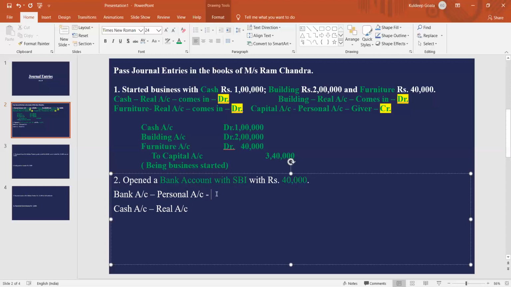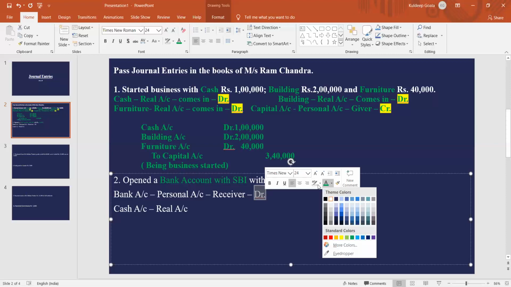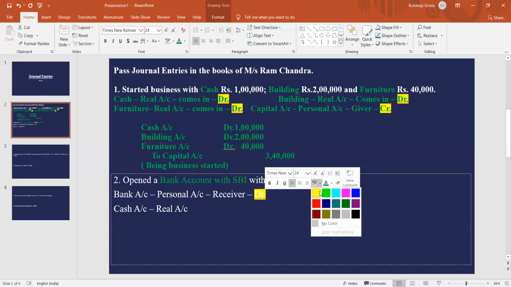Okay, so now personal account. In case of personal account, what rule do we get? The rule says that debit the receiver, who will receive, and credit the giver. So if I open a bank account, I will give the money to the bank. If I give the money to the bank, bank is a receiver, so receiver will be debit. Bank is a receiver, so it is debited.